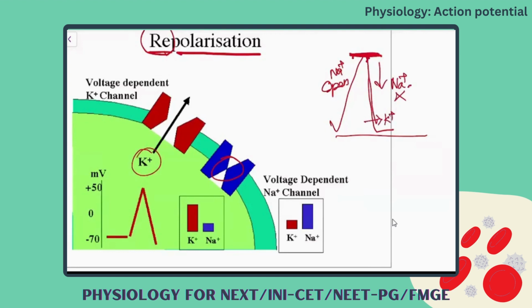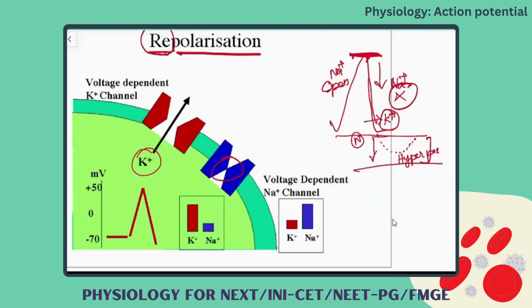So along with this closure of sodium and still the removal of potassium, there is a chance for the cell to become more polarized than the normal state. So that is what you are calling hyperpolarized. It is getting more negative than the normal resting state because of the pressure difference.